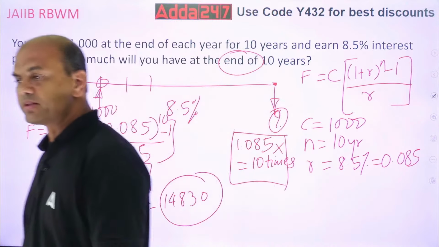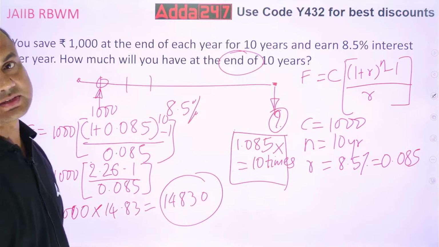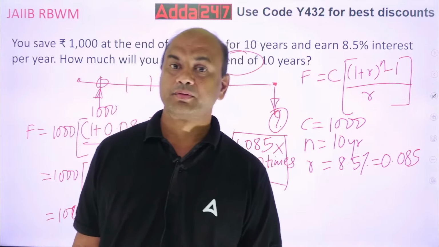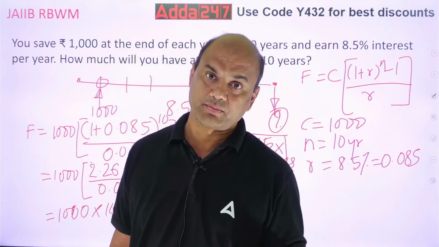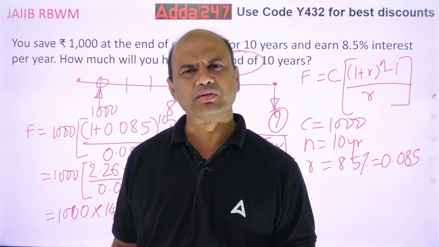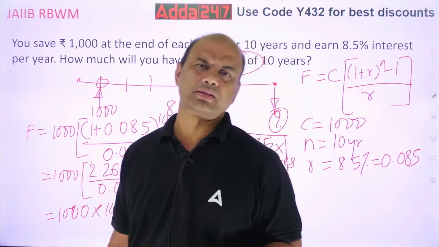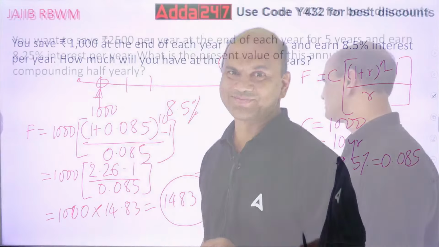Got it, everyone? Clear this concept? These two numericals are surely there in your RBWM paper also. Remember, this time, May 25, numericals were heavy. Every year they are asking numericals, so don't leave any of the numericals.